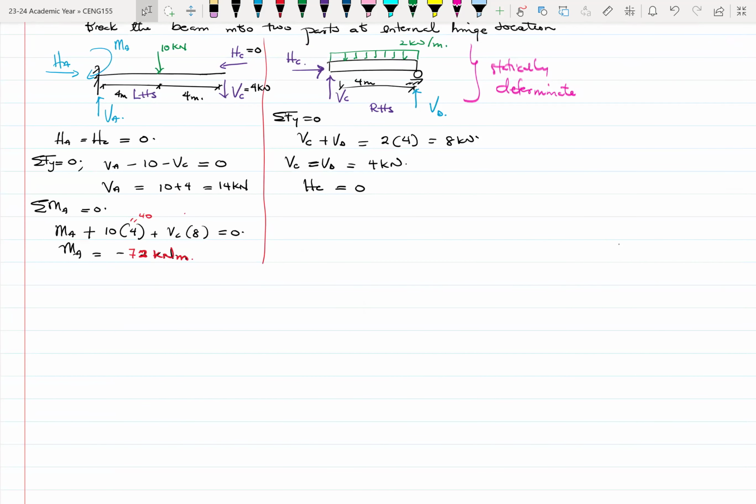And then, so it means that if I want, I can come back to the original structure as I had in the very beginning, and then add my internal hinge somewhere here. So now I know my reactions, right? This is 14. This is minus 72. And this here is 4. All right. So from here, I can draw my shear force and bending moment diagrams, right? So I still have my loads on top. 10, and this is 2 kilonewtons per meter. So I have my loads. And let's see.